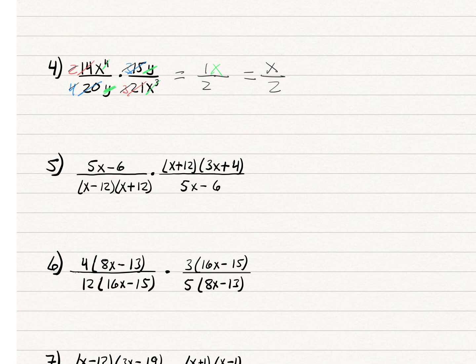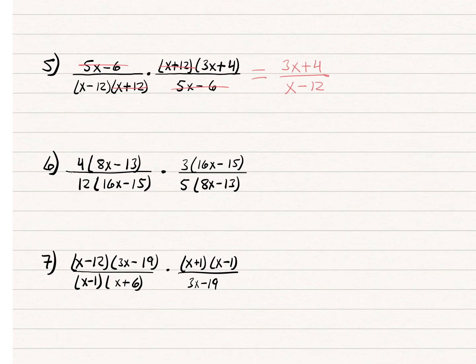So in this example, 5x minus 6 is the same on the top and the bottom, and so is x plus 12. So our answer is just 3x plus 4 over x minus 12. If it's factored for you, don't make it any more complicated than it needs to be. Maybe you try to FOIL. I've seen all sorts of things today. But you don't need to do anything other than cancel out common factors.